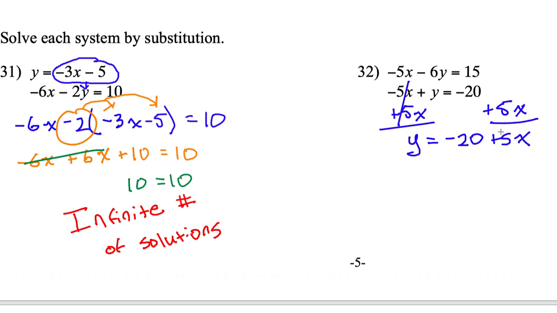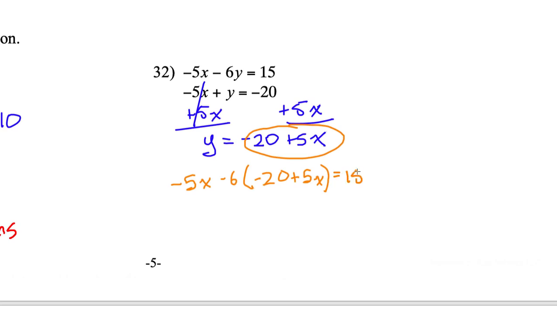And then, since this y is negative 20 plus 5x, this y must also be negative 20 plus 5x, so I can say, rewriting this top equation now, I have negative 5x minus 6, but not y anymore. This y has been substituted for negative 20 plus 5x, and just copying down the equals 15. Now I'm going to distribute this negative 6. If there's a negative, make sure it's distributed. So negative 6 is going to distribute into both of these two terms.